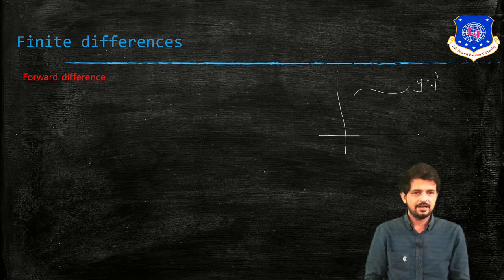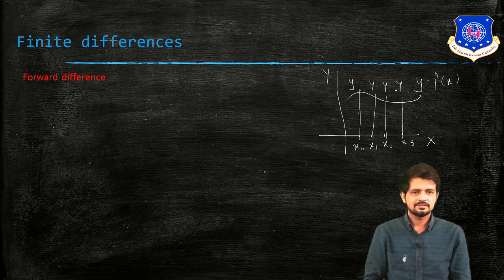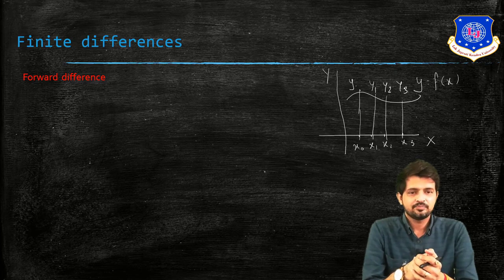A function y is equal to f of x is given, and some values are also given for x and y. See, these are the values of x, so I am writing them x0, x1, x2, x3 and so on. On this curve, these are the values of y, so y0, y1, y2 and y3 respectively.